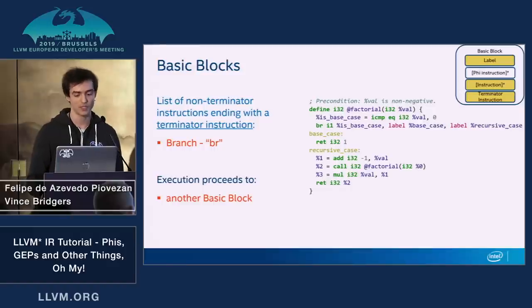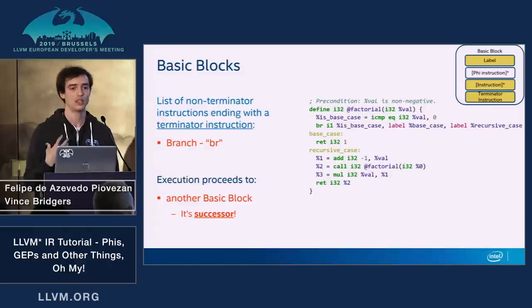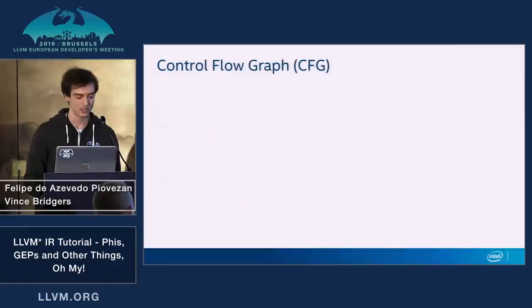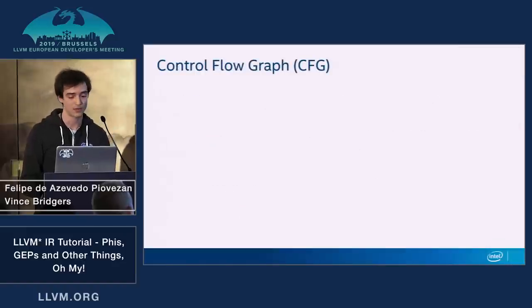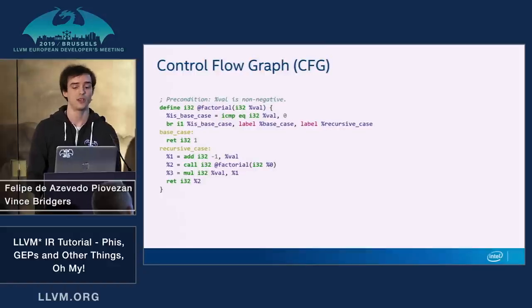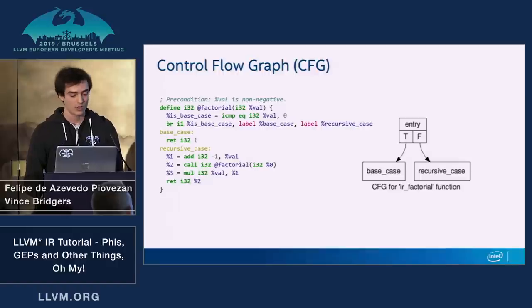And we have a special name for this basic block, which is the successor of the currently executing basic block. This successor-predecessor relationship also has a special name, and it's also a classic compiler concept, which we call the control flow graph. It's essentially a graph where vertices are basic blocks and edges capture the predecessor-successor relationship between them. In this example we have here, the label is not shown for the first basic block. That is a mistake, but let's call it entry.